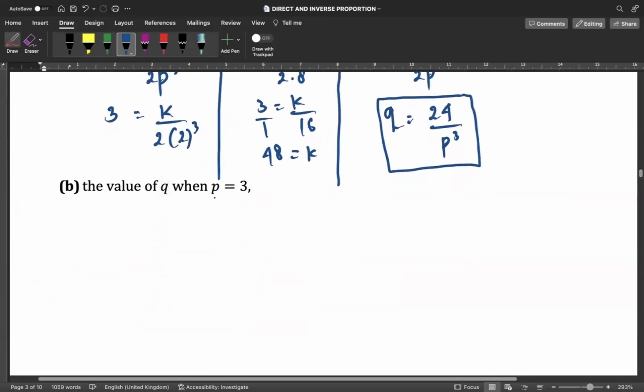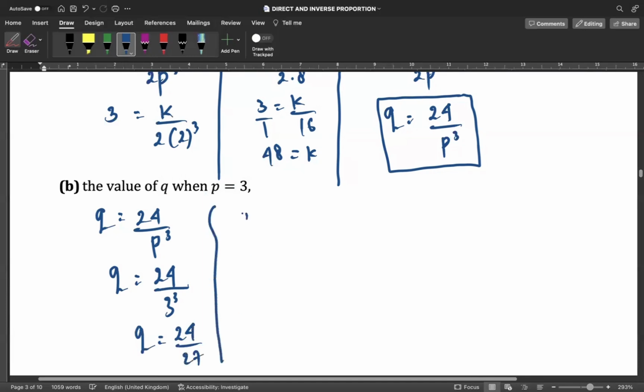B, find the value of Q when P is 3. So let's write again the equation. Q is 24 over P cubed. Q we don't know yet, so just write it as Q and then P is 3. So we need to substitute it here. So Q is 24 over 27, and we divide both sides by 3. So we get 8 over 9.